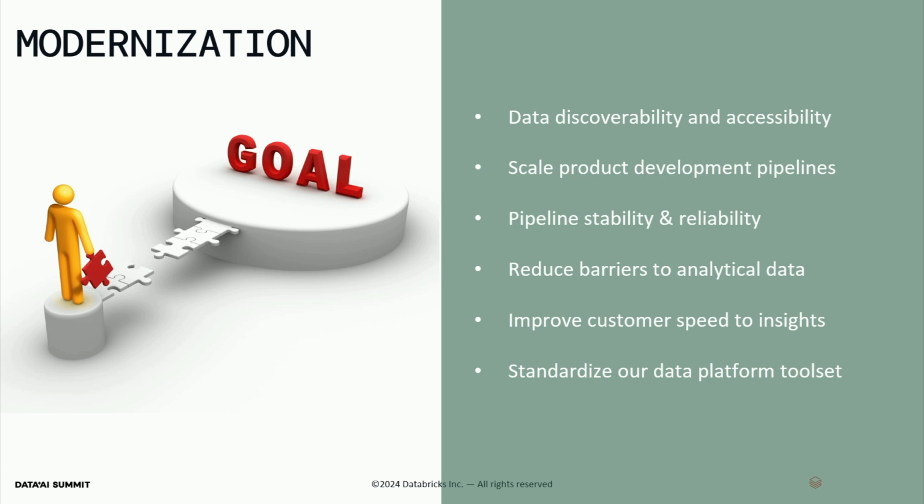We also wanted to scale our product development pipelines. So to scale, we not only wanted to scale the performance of our pipelines, but scale the ability for developers to actually use those pipelines and scale the speed at which developers could build out new pipelines. We were looking for something that we could keep stable and reliable. We wanted to reduce barriers to actually get access to the data. And then we wanted to improve our customers' speed to insights.